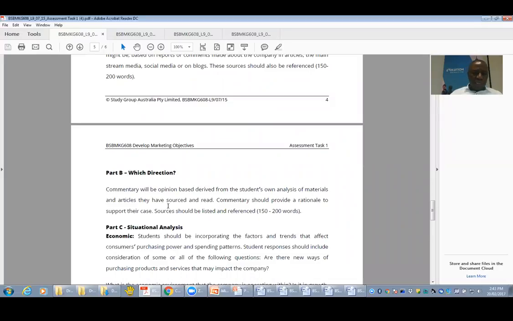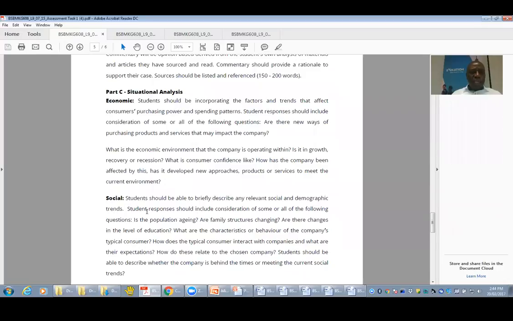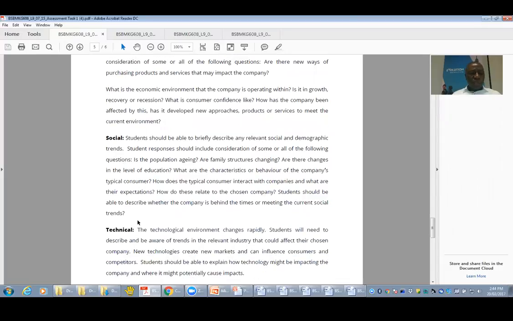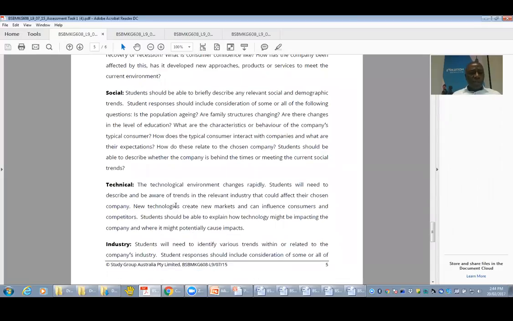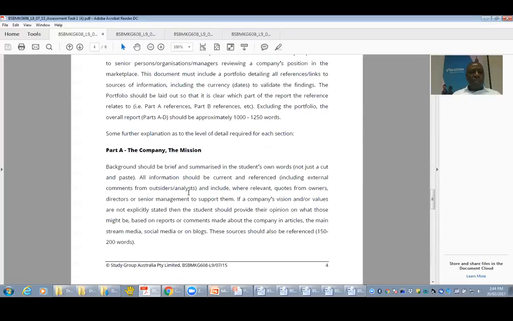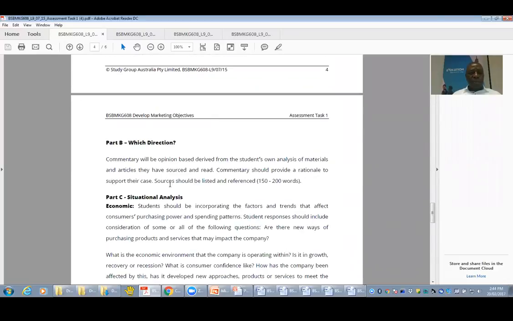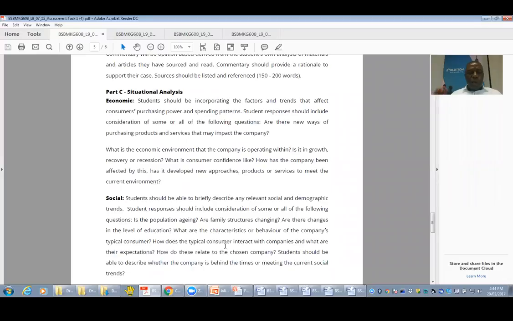Now I'm going to show you what these situational analyses are, and what the mission and vision mean. Once you understand, on your situational analysis you're going to talk about the economy, the social standing, the technical, and the industry, which is a PAST, P-A-S-T. So let's go to the PowerPoint, where I can show you how you can design your own PAST and various things there.